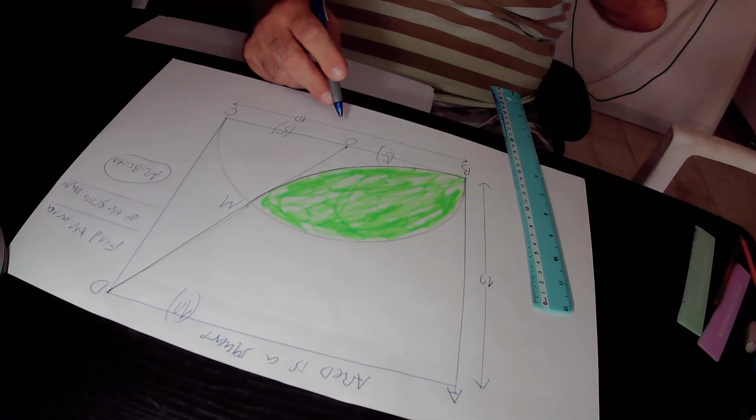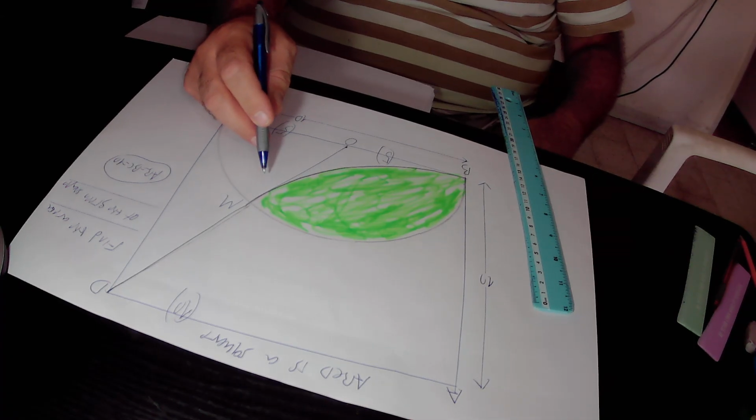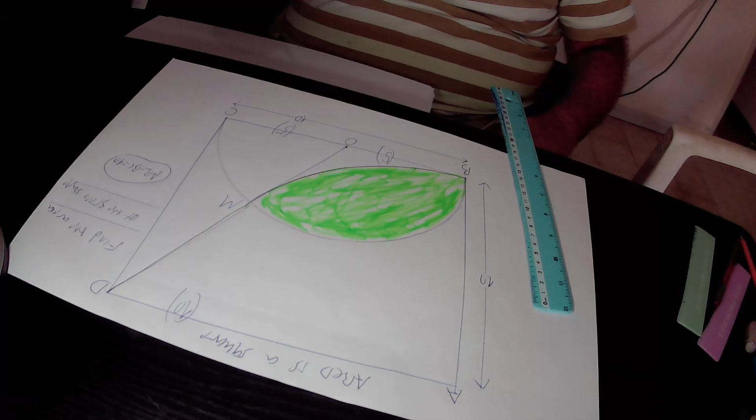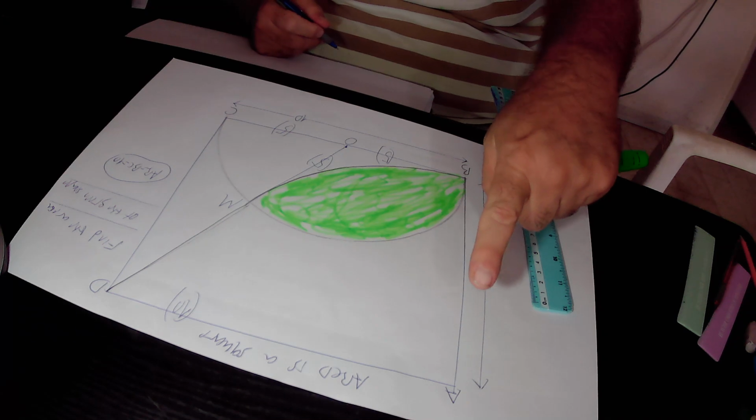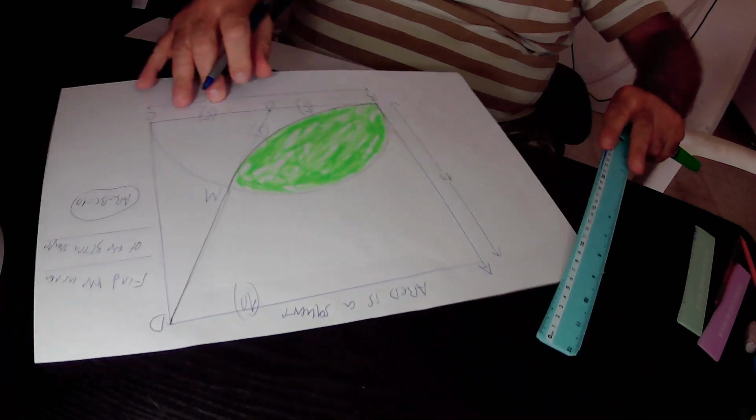Point O is the center of the semicircle. Point M is the point of the semicircle itself. Therefore, OM is the radius of the semicircle. This is equal to 5 units in its length. In the next step, we'll join points A and M together by a straight line.